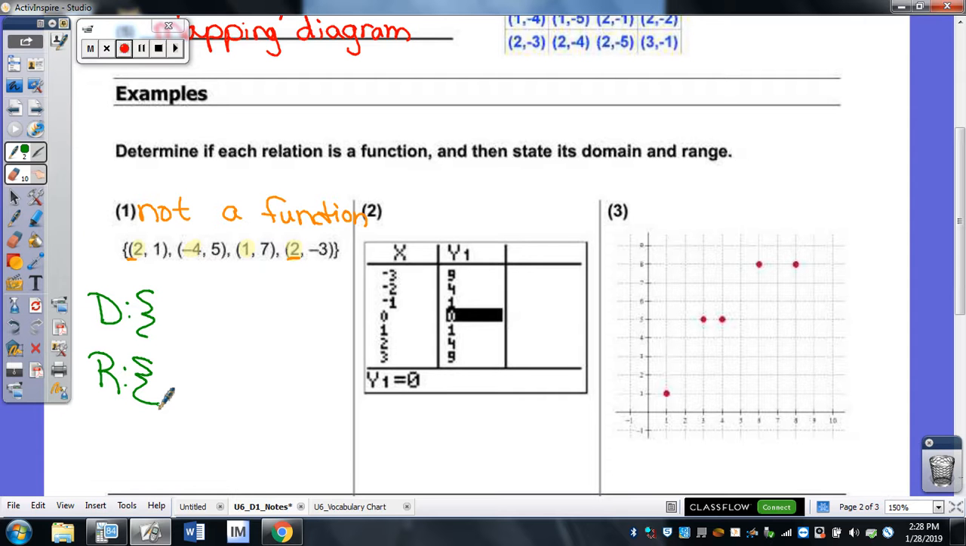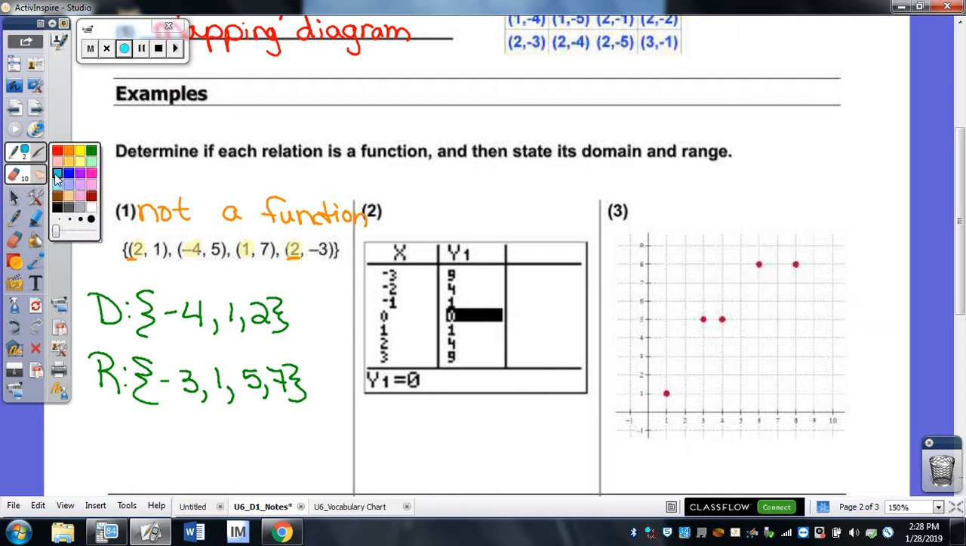So for these ones, when you do your domain and range, you're going to write them out as your roster form. You're going to write them out as a list. And your list always needs to go from least to greatest. So our smallest domain value here would be the -4, and then the 1, and then the 2. So -4, 1, 2 is our domain. Same thing with the range. We're going to take our y values and list them from least to greatest. So -3, 1, 5, and 7. And then that one's done.